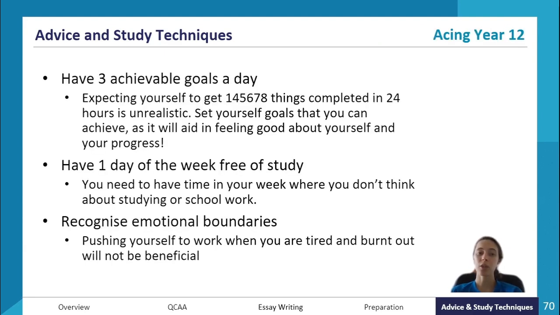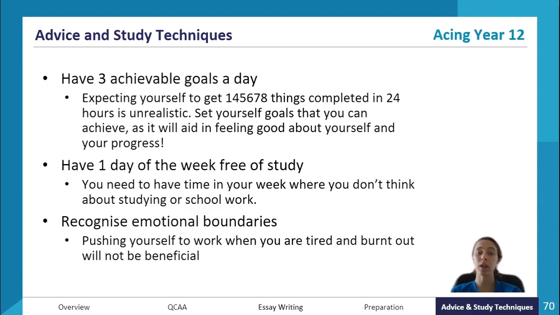So, a few key tips to finish off. Have 3 achievable goals a day. It's easy to have really high expectations of ourselves, but it's far more beneficial to have a few key goals that are achievable within that 24-hour kind of period. And that way you can feel good about yourself, you can feel like you're making progress, and you can reward yourself as you go.